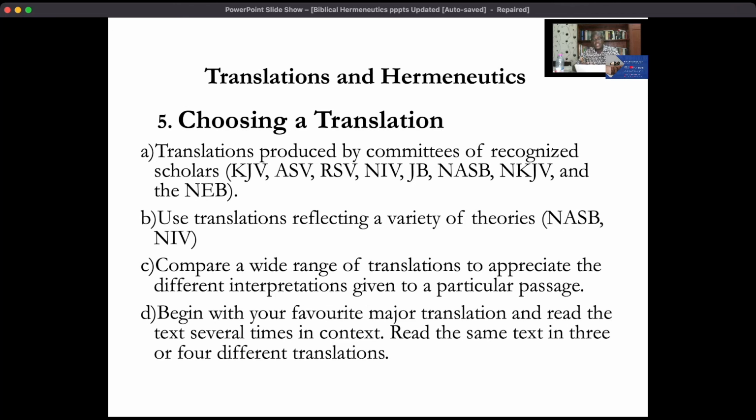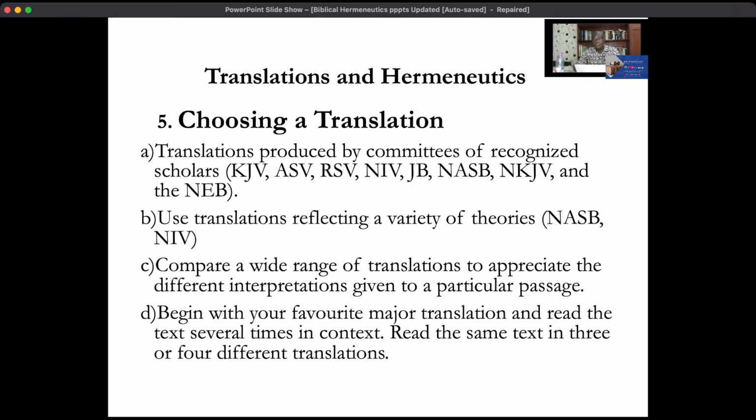Also, use translations reflecting a variety of theories. So we have the dynamic, we have the formal equivalence. Also, see if you can read translations that use both. Of course, each version has its own theory, so you can read both so that you can understand whatever you are reading well.